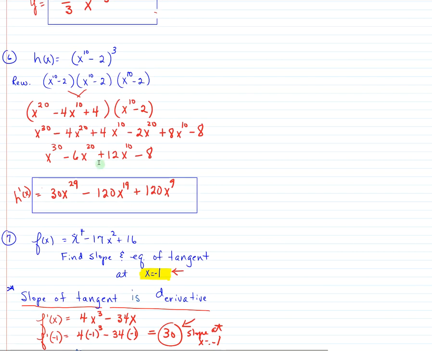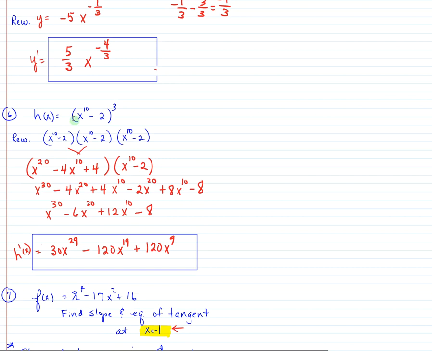All right, number 6. H of x is equal to x to the 10th minus 2 to the 3rd power. If you've had any calculus before, you know there is a shortcut to this, but we don't know that yet. So we'll get that in another section. Right now, we've got to go ahead and expand this. This times this times this. That's to the 3rd. So here is just algebraic. I'm going to FOIL these out.